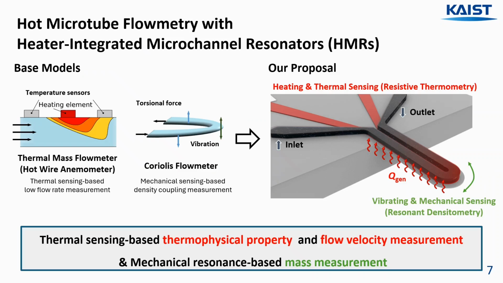Our platform, the Heater Integrated Microchannel Resonator, hereafter HMR, combines resistive thermometry and resonance densitometry. When the liquid is stationary, not flowing, resistive thermometry allows us to measure the thermophysical properties of the liquid inside, such as thermal conductivity and specific heat. When the liquid is flowing inside the microchannel, we can measure the flow velocity by analyzing the cooling effect of the moving fluid. Our multimodal platform is a tool that integrates the advantages of both thermal mass flowmeters and Coriolis flowmeters. Unlike conventional thermal mass flowmeters, which cannot decouple the effect of thermophysical properties from flow measurements, our system can analyze both aspects simultaneously.